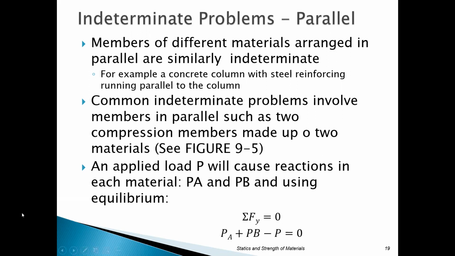So these problems are going to involve two members, either in compression or in tension. Figure 9.5 that he shows you in the book is pretty standard for what we would be looking at for this type of problem. I created a little picture for you as well. You have an applied load P that's going to cause reactions in each material, and those should be P sub A and P sub B. Again, I need to clean these up a little bit.